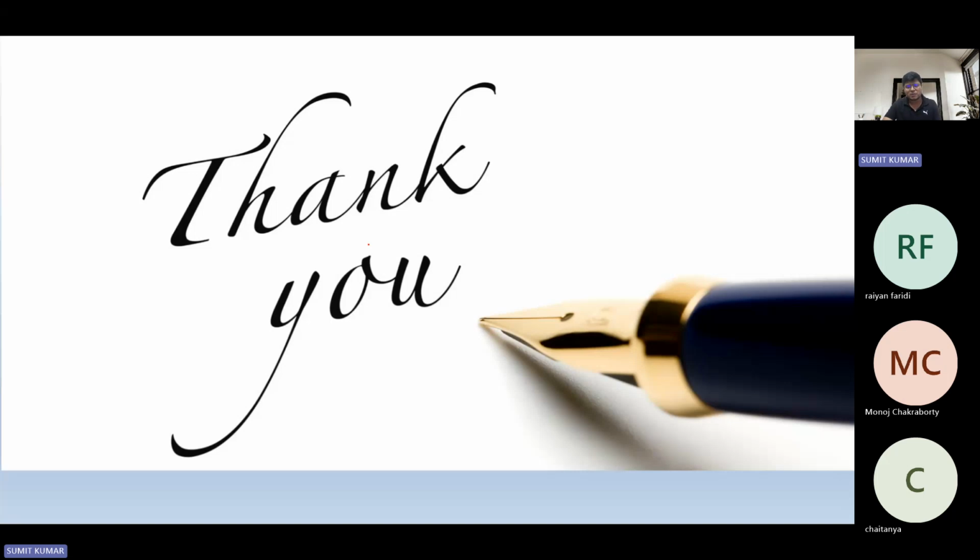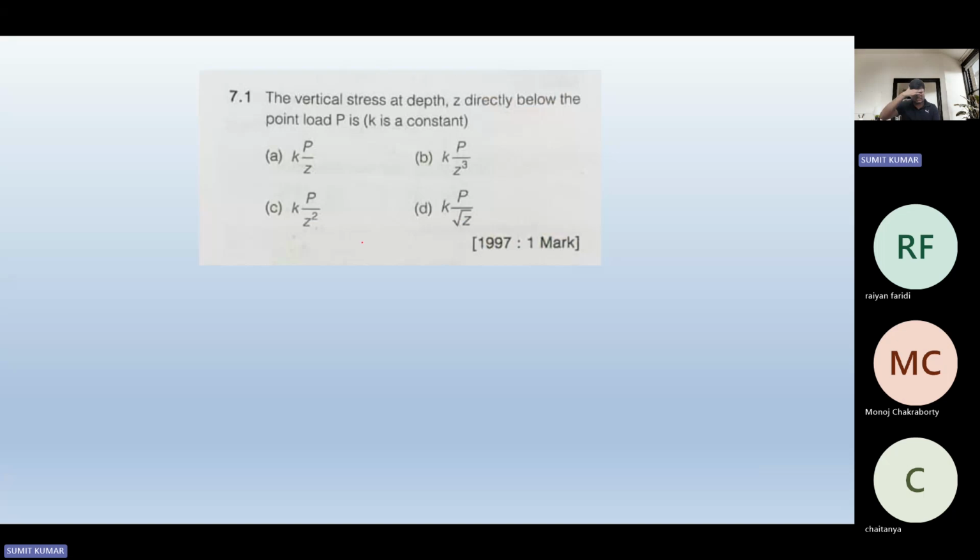Now I have some problems associated with vertical stress, on topics related to the Boussinesq equation and Westergaard equation discussed in the previous class. These are some of the problems which have been asked in various competitive examinations. So let's discuss some problems related to the same, then we sum up today's session. It will take hardly 5 to 10 minutes, so be with me for this course of time, and then we will sum up today's session.